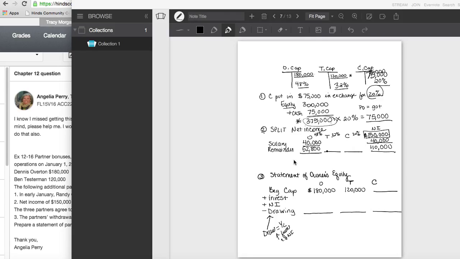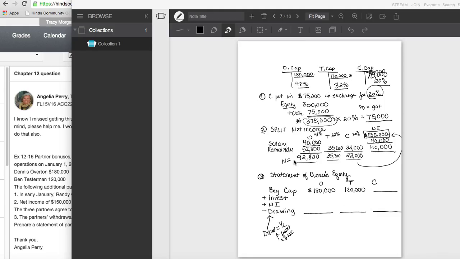So if you do the math, 48% of $110,000 is $52,800. 32% would be $35,200, and 20% is $22,000, which means that these partners will get this amount added to their capital accounts. It's their portion of the net income. This is also the portion that they'll pay taxes on. So we're dividing up net income. Just to check your work, you're going to want to add these 3 numbers and make sure that they add up to equal net income, so you're not giving away more than what you earned.